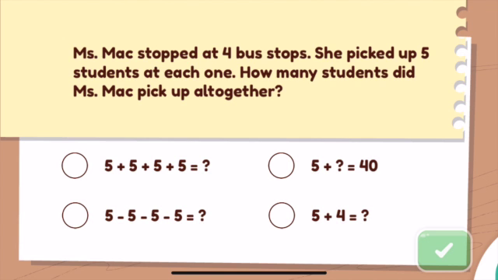So we will also be looking at this, and they can read it out to you, or you can read it by yourself. And we will be picking the equation to match the word problem that they have given us. So in this case, I picked 5 plus 5 plus 5 plus 5 to see how many students are all together.